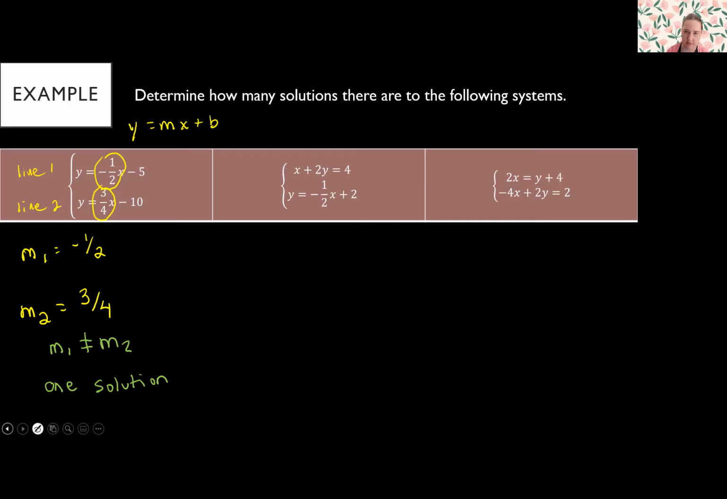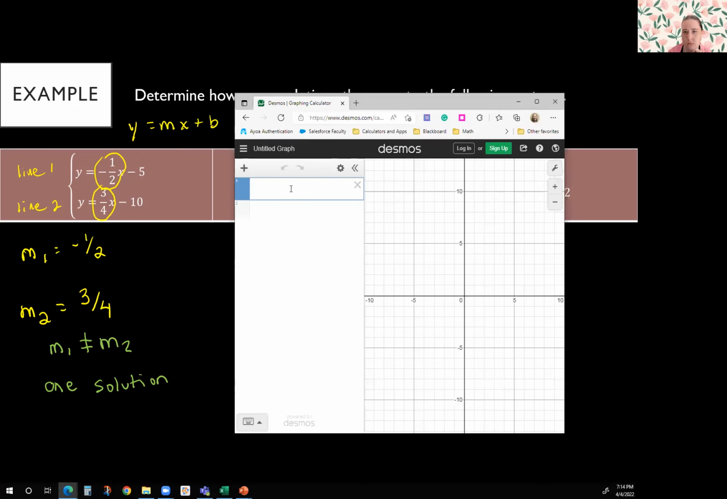So I'm going to bring up Desmos and type in these two equations, and then we'll see where they intersect. When you want to graph these, you graph them separately. So your first one here is y equals -1/2 x minus 5. And then our second one is y equals 3/4 x minus 10.